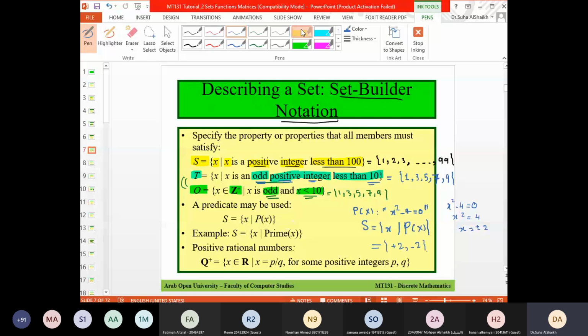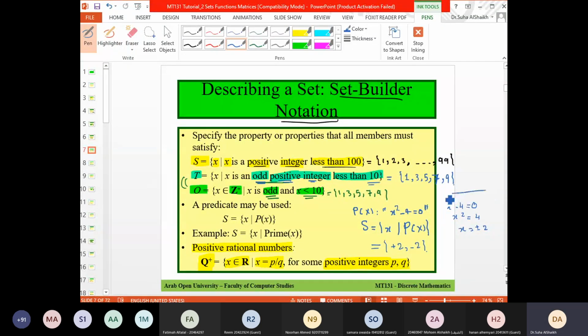Now Q plus, we agreed what Q is: the quotients, which are the rational numbers. The positive rational numbers we can write this way. It's the x's that are in R such that x is P over Q for some positive integers P and Q, since Q plus means positive integers P and Q.